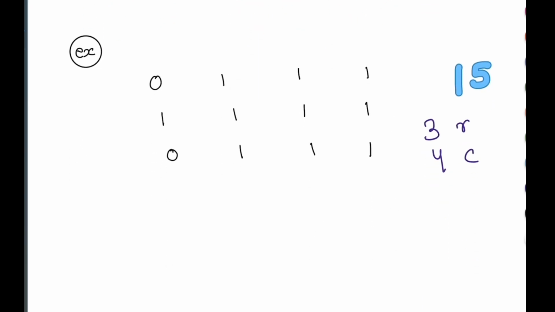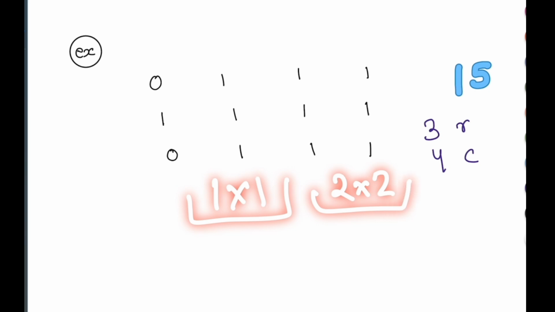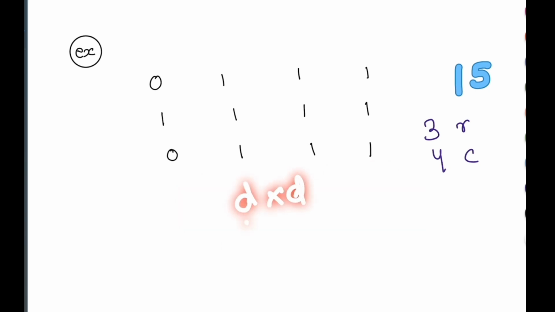So the square submatrix dimension can be 1 by 1, that is 1 row 1 column, or 2 by 2, that is 2 rows 2 columns, or 3 by 3, that is 3 rows 3 columns. So we can say d by d, that is d rows and d columns, is a square submatrix. Now this particular data has an output of 15. Let us count the output and then we are going to understand the approach to solve it.